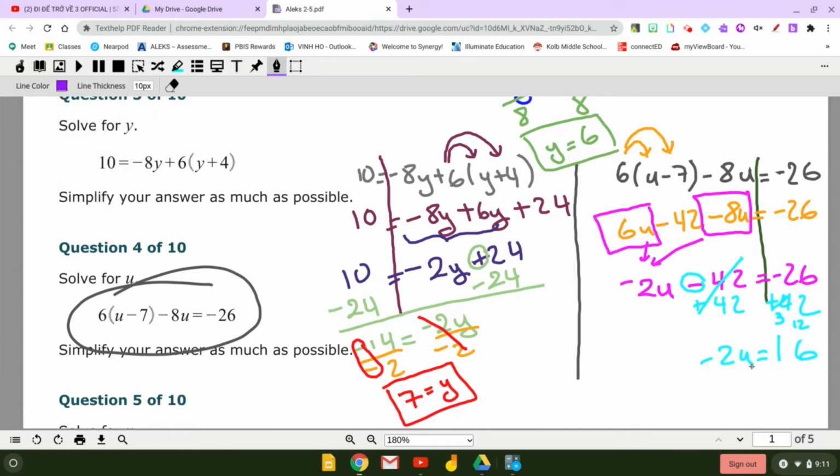We try to get u by itself, so what we will do is divide by -2 on both sides. u equal to -8. And that is our final answer. That's it.